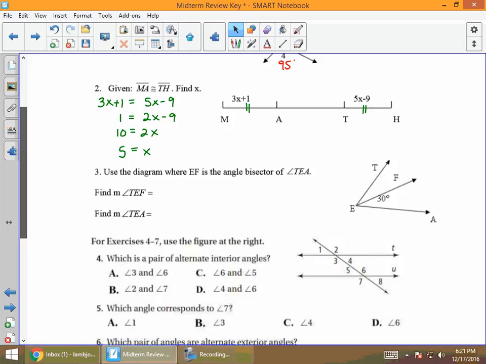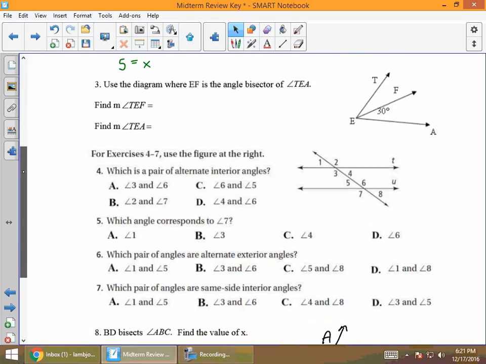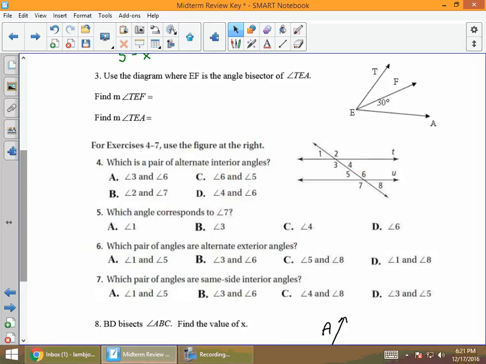Question number 3 has 2 parts to it. We're using this diagram, and it says that EF is an angle bisector. That means that the 2 small angles have to be the same. That's what the word bisect means, to cut in half. So angle TEF is going to be the same as FEA, so 30. And then angle TEA, the big angle, is the sum of the 2 small angles. It is 30 and another 30, so 30 plus 30 is 60 degrees.